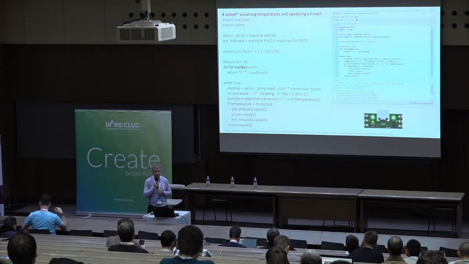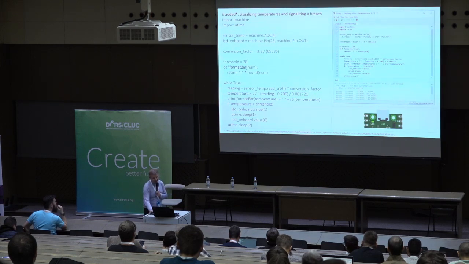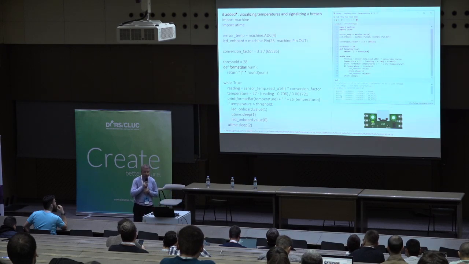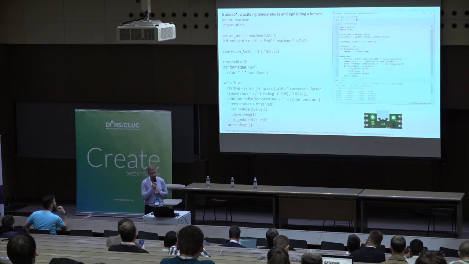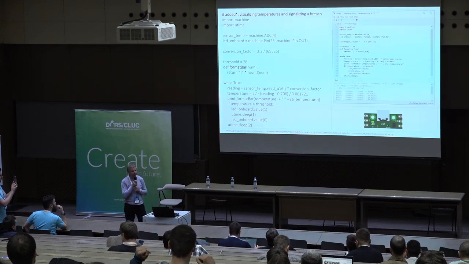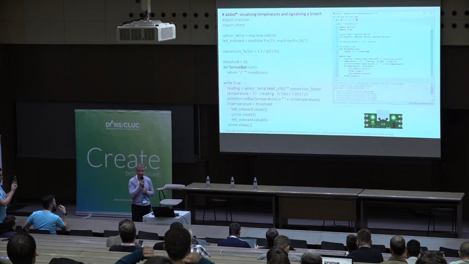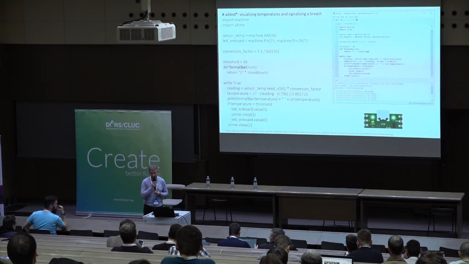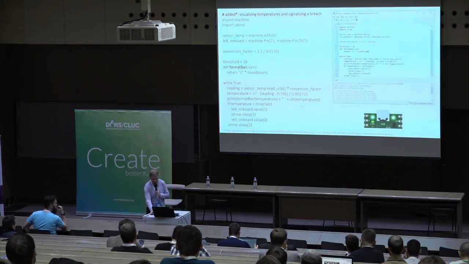I have taken a basic MicroPython program and added a simple function for visualizing temperatures as bars in the REPL. You can access the REPL from the shell panel of the Thonny IDE. I've also added the source code for signalizing a temperature threshold breach. If the temperatures are higher than the threshold, the LED will blink.